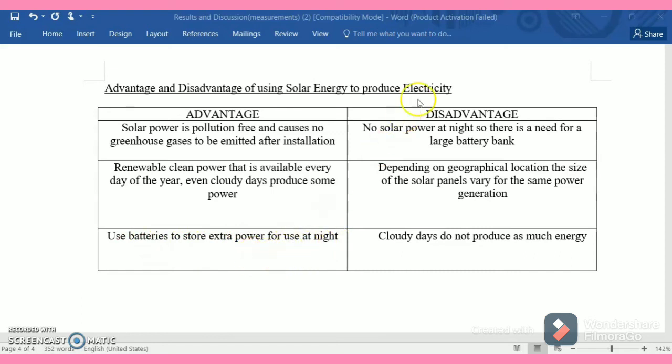Next, for the disadvantage, the first one is no solar power at night, so there is a need for a large battery bank. The second one is depending on geographical location, the size of the solar panel vary for the same power generation. Lastly, cloudy days do not produce as much energy as sunny days.